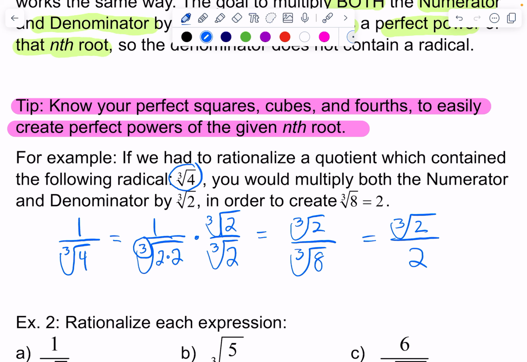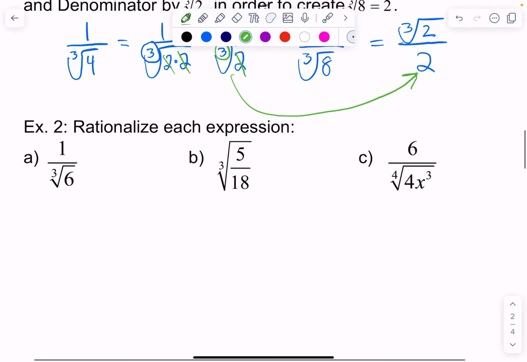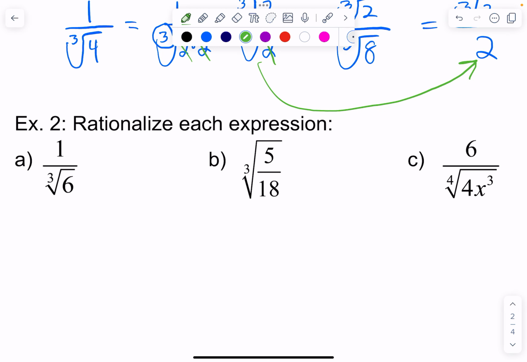Magic. It's not magic at all. 1, 2, 3, three 2's in a cube root come out as a 2. So that's the goal when you have an nth root. Let's practice. I have the cube root of 6 here in the denominator.